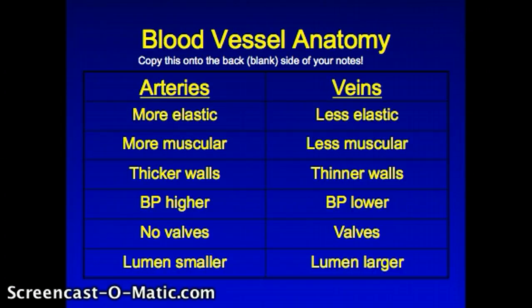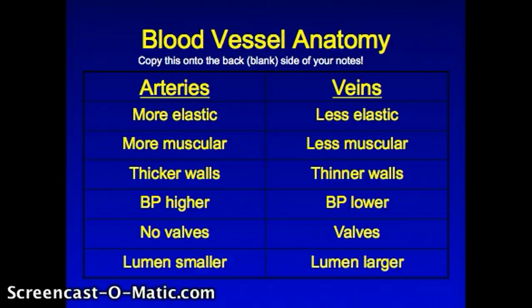Okay, this is going to have to go on the back side of your note sheet. I know we're kind of skipping around a little bit. We haven't done the capillaries part yet, but just roll with me here. So go on over to the back and copy this table down, and I'm just going to talk you through it real quick. We're comparing arteries and veins.